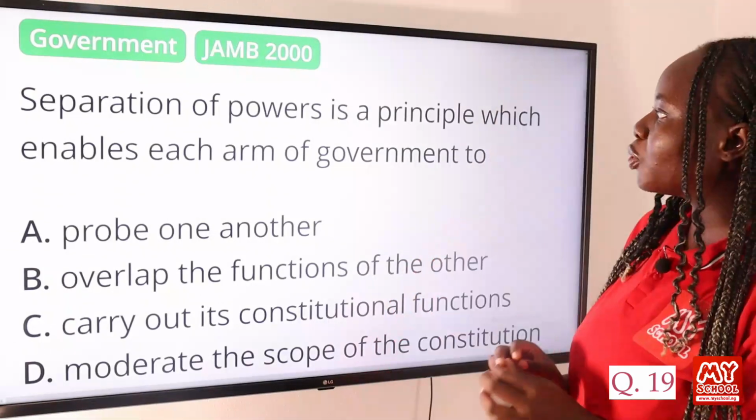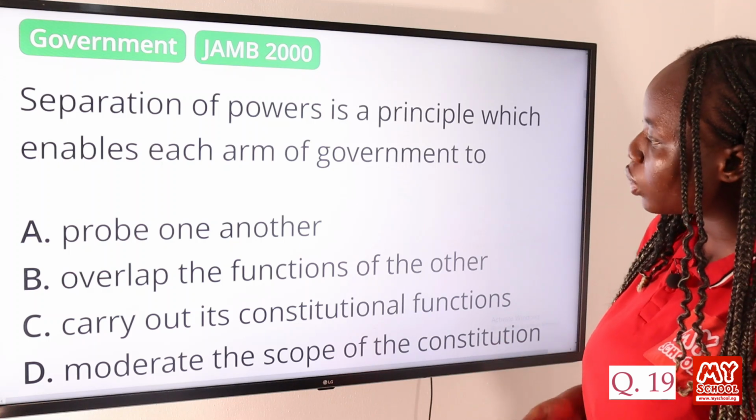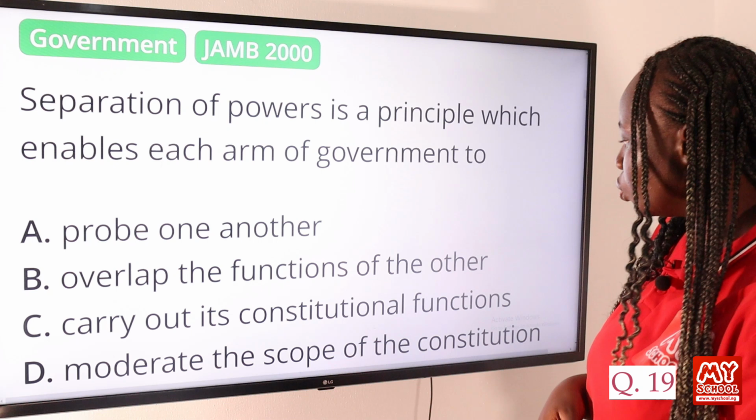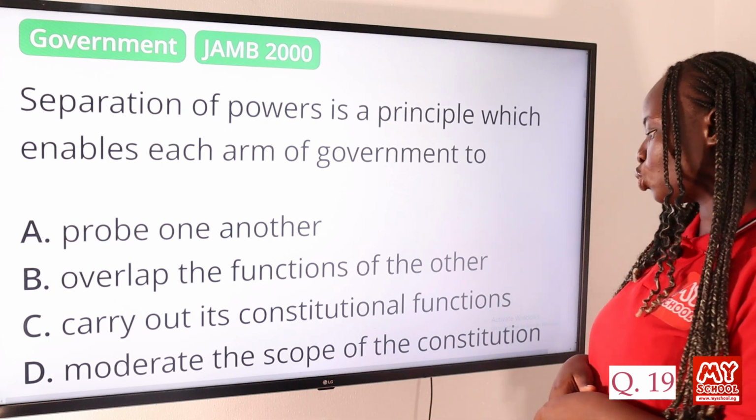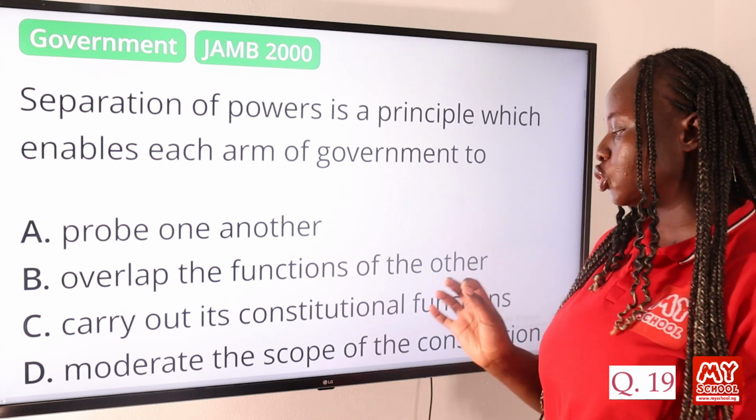Question 19. Separation of powers is a principle which enables each arm of government to A. Probe one another, B. Overlap the functions of the other, C. Carry out its constitutional functions, and D. Moderate the scope of the Constitution. So the answer to this question is option C, to carry out its constitutional functions.